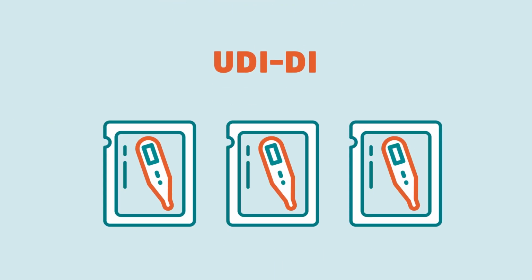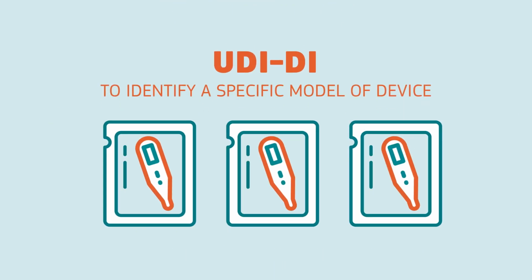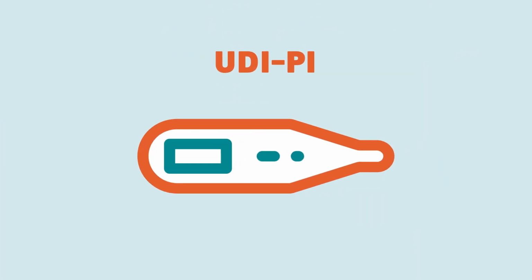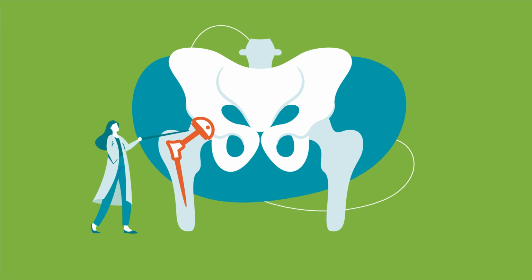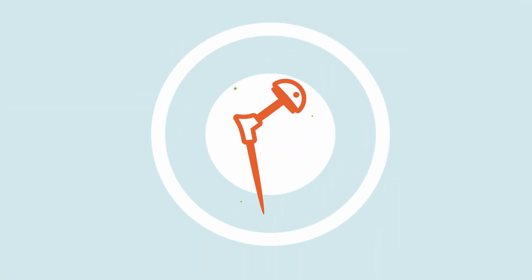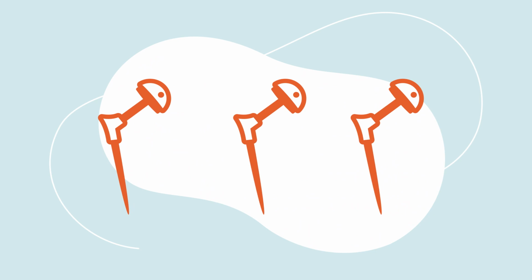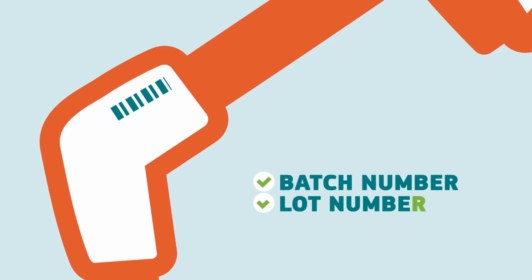Then we have the UDI-DI, which is used to identify a specific device model. Finally, the UDI-PI is a production identifier assigned to each unit of device production and contains information such as lot number, serial number, and version number. Let's take hip implants as an example. The basic UDI-DI tells us that this is a hip implant. The UDI-DI identifies the specific hip implant model, while the UDI-PI lets us know when it was produced and contains its batch number and lot number.